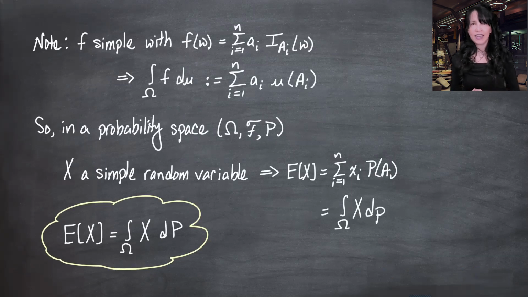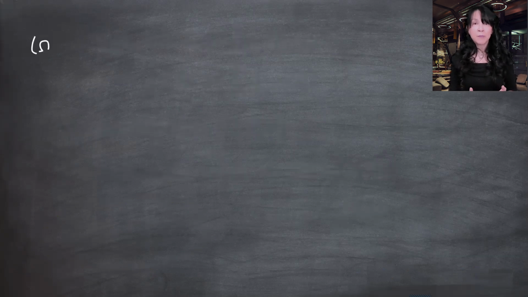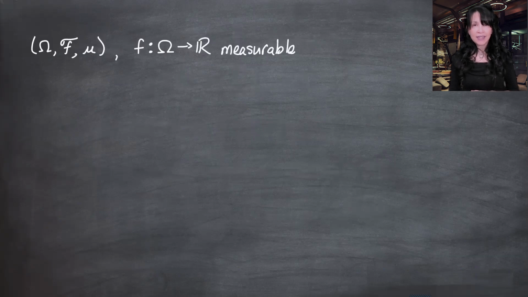Here we're integrating against a probability measure, and we know how to do that now in the simple random variable case. Let's get back to the general measure. So I have a measure space, and I have maybe a function f from omega into R that is measurable, but not necessarily simple. We're going to do just like we did in the expectation case and random variable case. We're going to talk about non-negative f first.